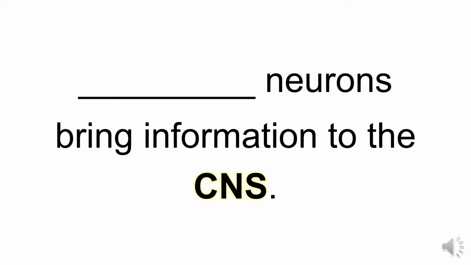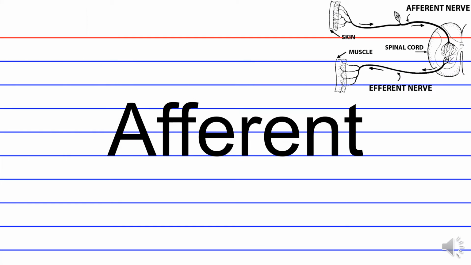Blank neurons bring information to the CNS. What type of neurons bring information to the CNS? I'll give you a moment to think. Afferent neurons bring information to the CNS, the central nervous system.